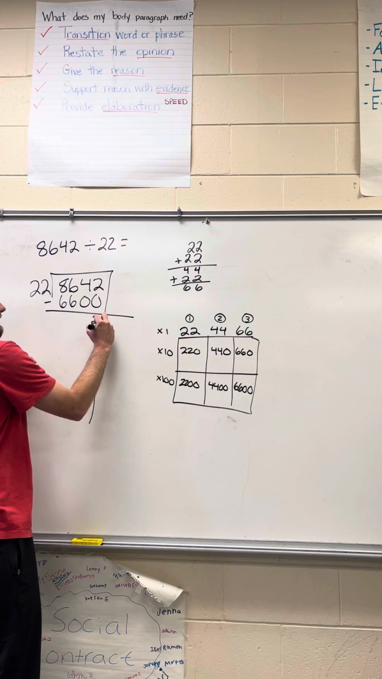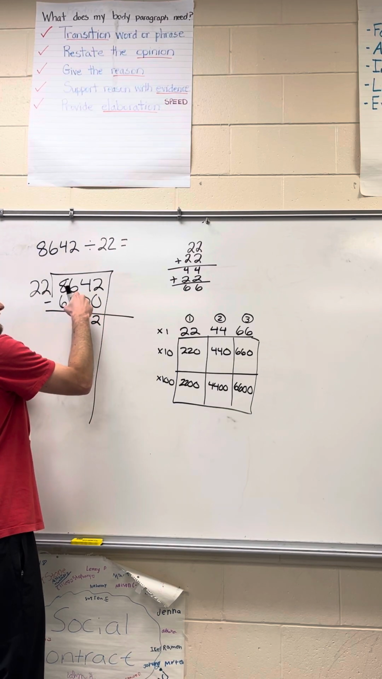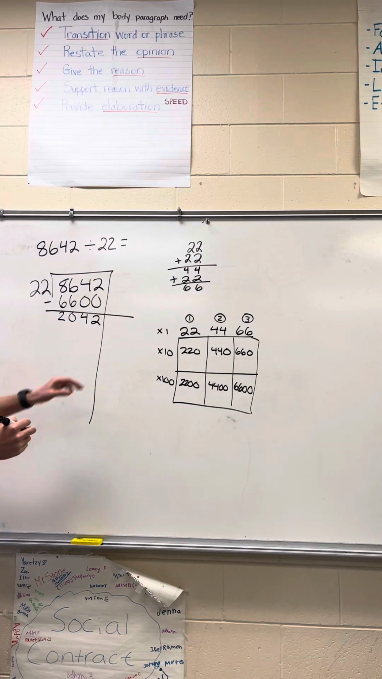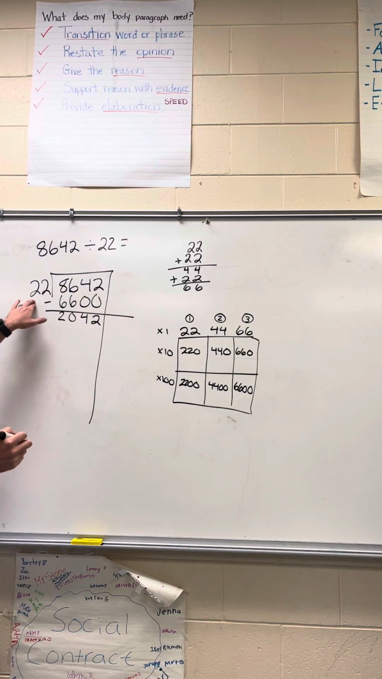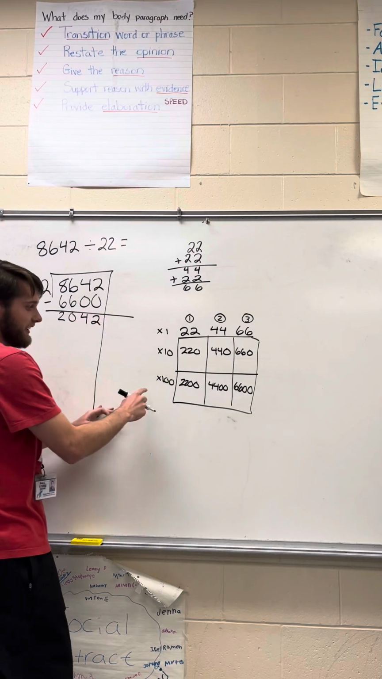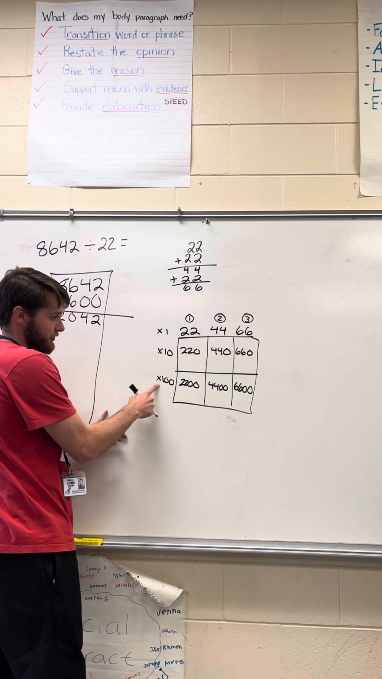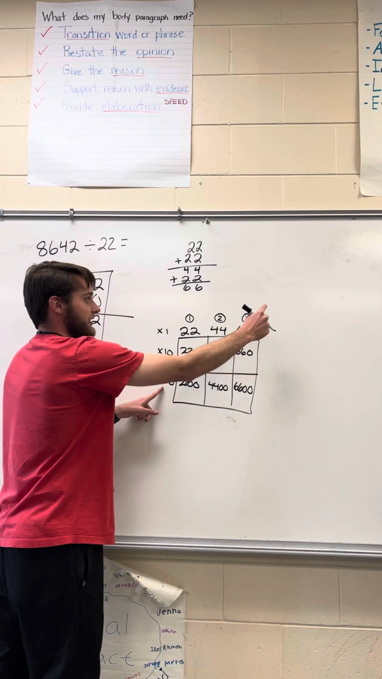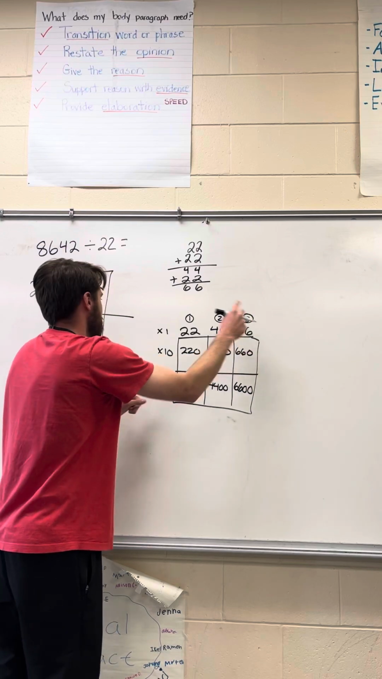2 minus 0 is 2. 4 minus 0 is 4. 6 minus 6 is 0. 8 minus 6 is 2. Now what am I going to put right here? 22 times what equals this number? How we can do that is we look at what row I'm in. I'm in the 100 row. What column am I in? I'm in the third column. So 100 times 3 is 300.